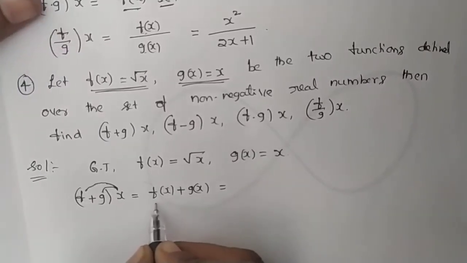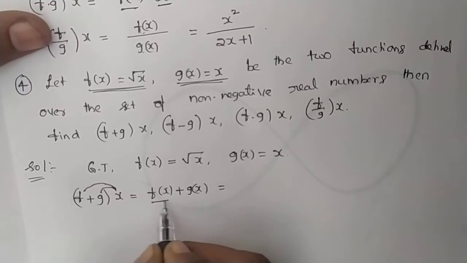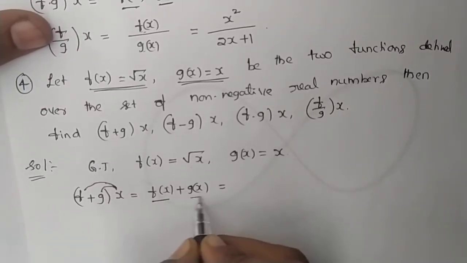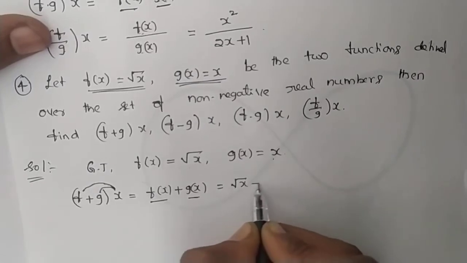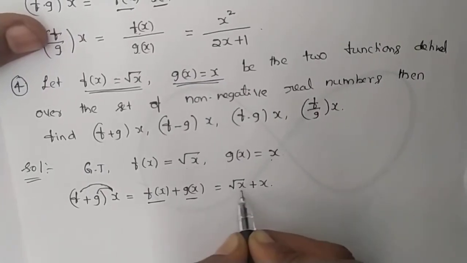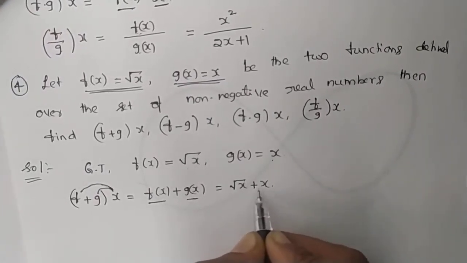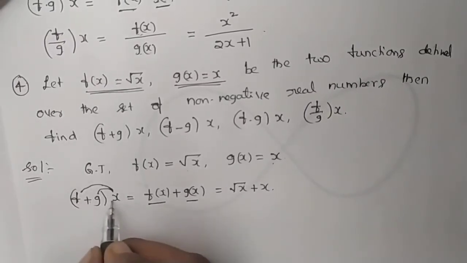Substitute the functions f of x as root x, g of x as x only. Root x plus x. Hence root x plus x is the function for f plus g of x.